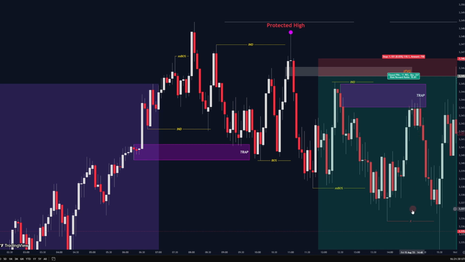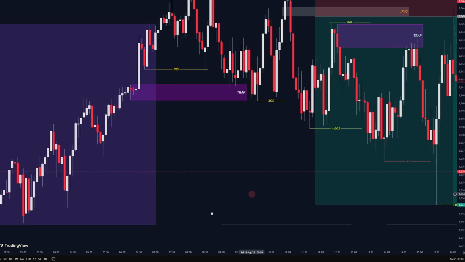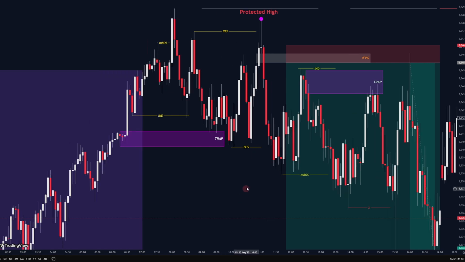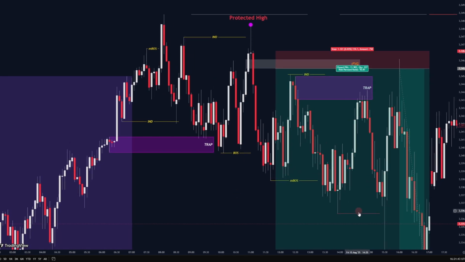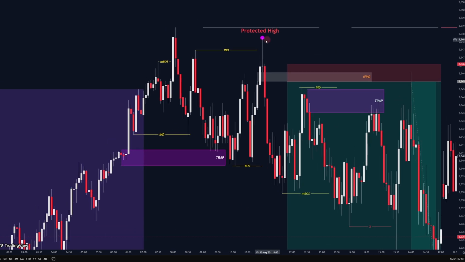They entered here, and they wanted to ride the market to this level down here, or they wanted to exit at this point. Maybe if they got lucky, randomly, they got this take profit. But for me, what did I see? I saw a trap because I knew the protected zone is up here. Therefore, anything beneath it is just inducement.